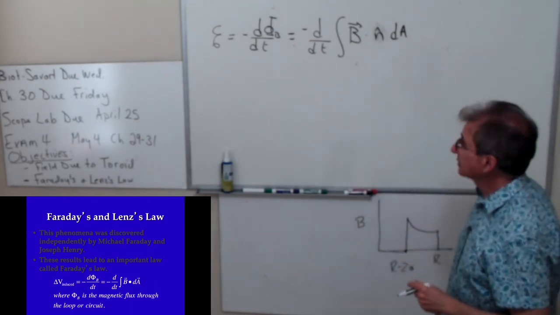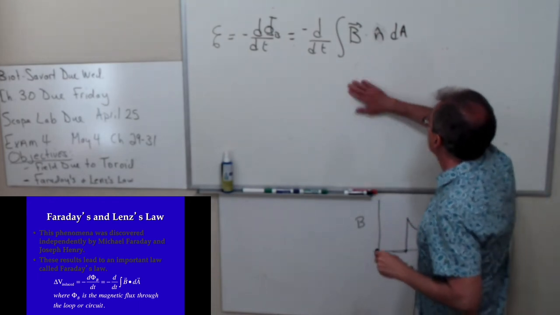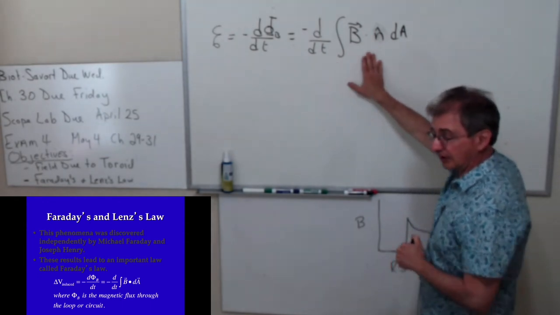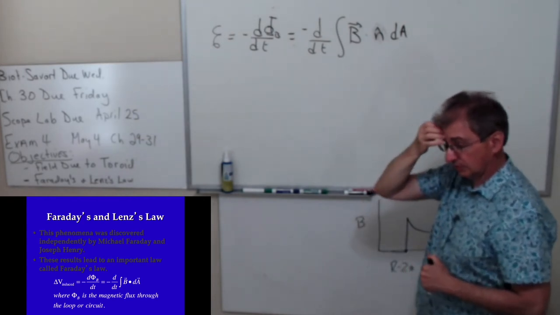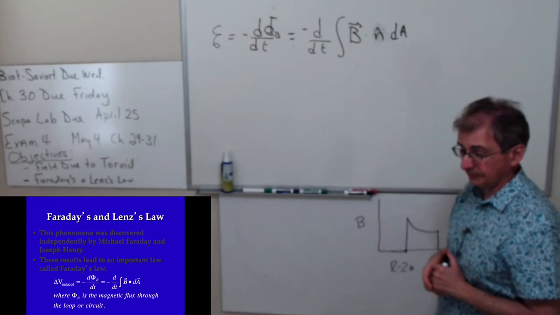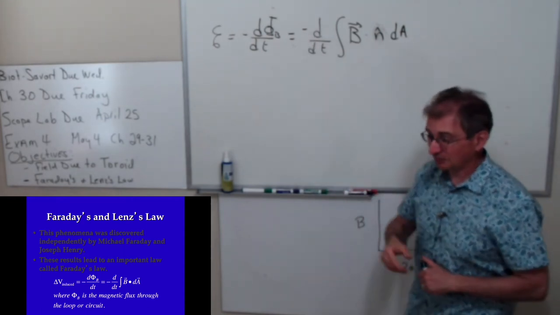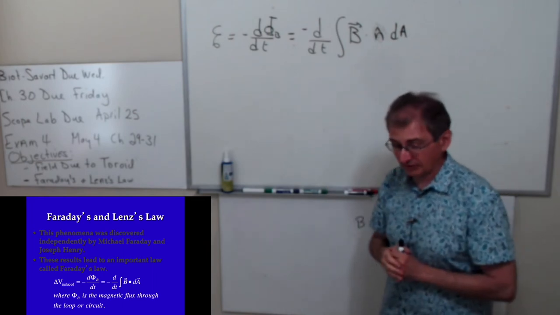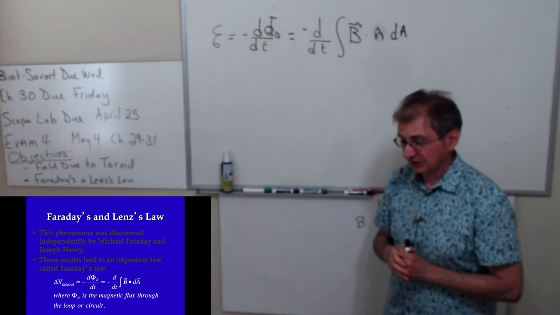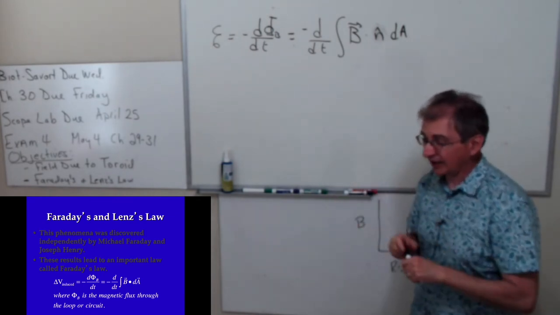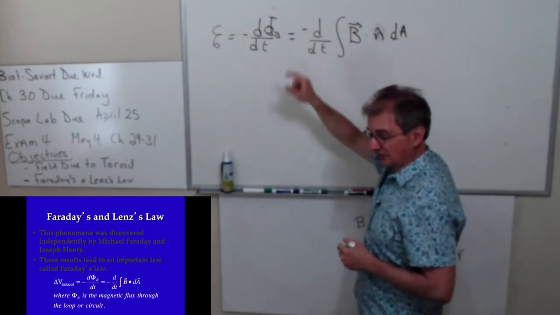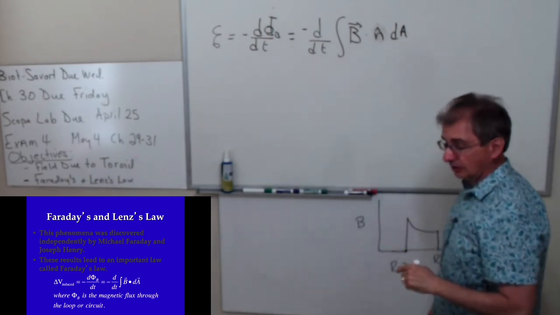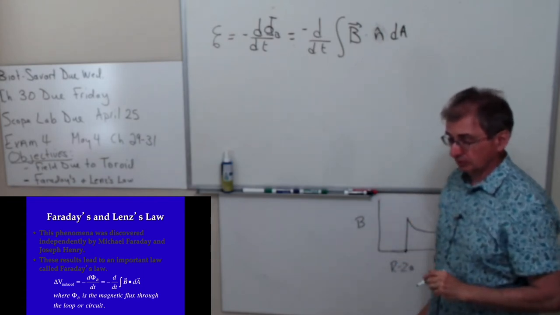So this is Faraday's law. Faraday's law says that the induced EMF is minus the time derivative of the magnetic flux through the loop. The minus sign is attributed to someone named Lenz. So we'll talk about Lenz's law in a minute. The minus sign has to do with conservation of energy. So really this is attributed to both Faraday and Lenz. We'll get to that. And again, phi sub B is the magnetic flux through a surface enclosed by the loop.